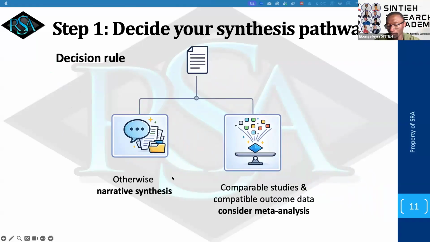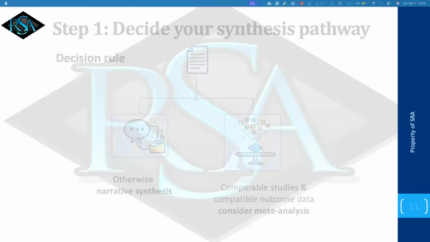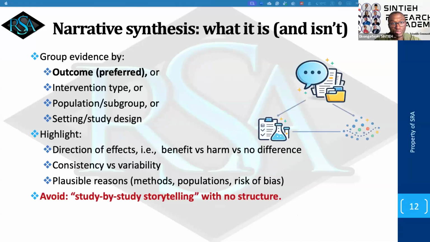Is it clear now, Peter? Patrick? That's the most important thing to note: are you doing a systematic review with meta-analysis or just a systematic review? Yeah, it's clear though. Thank you. I hope it's clear to everyone.